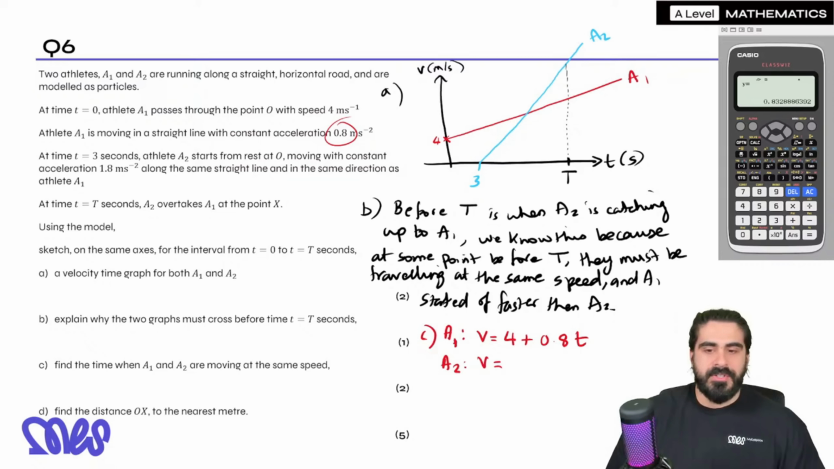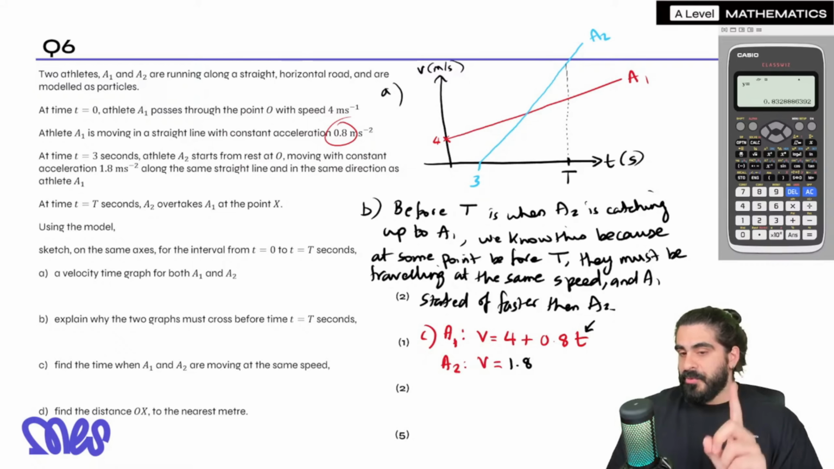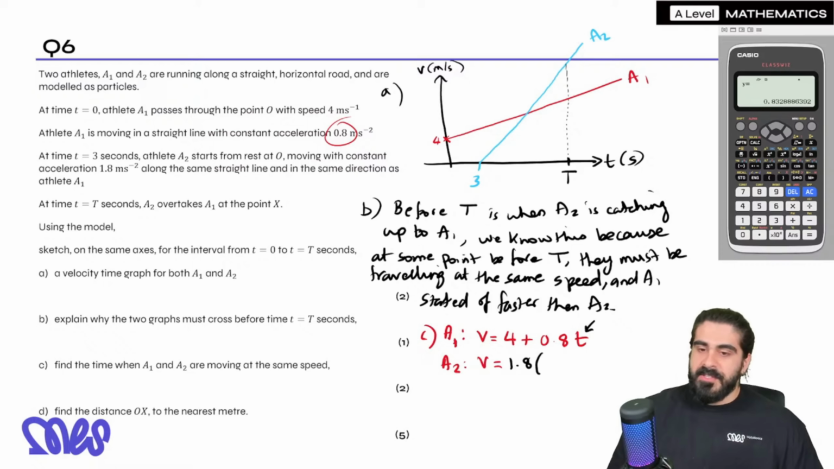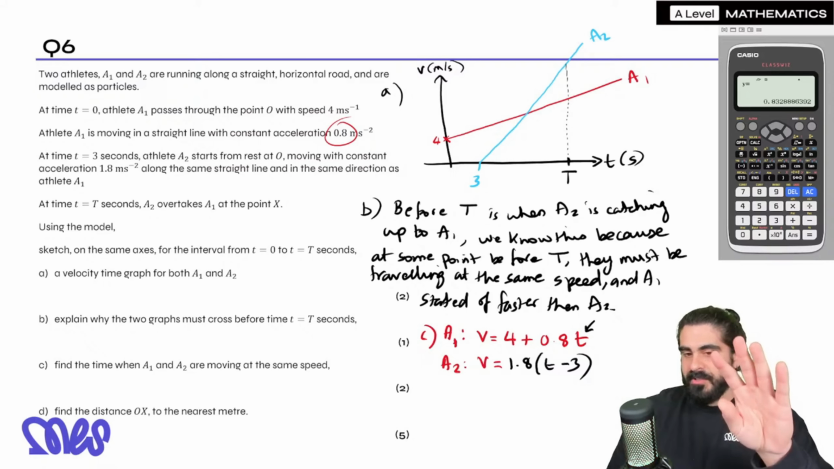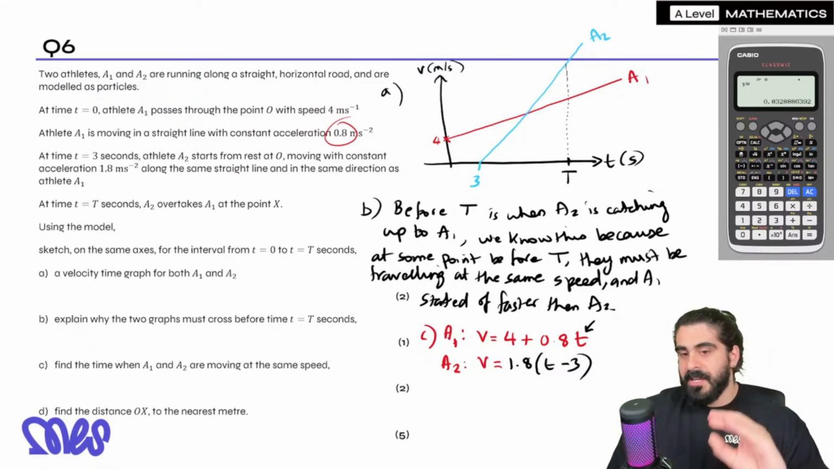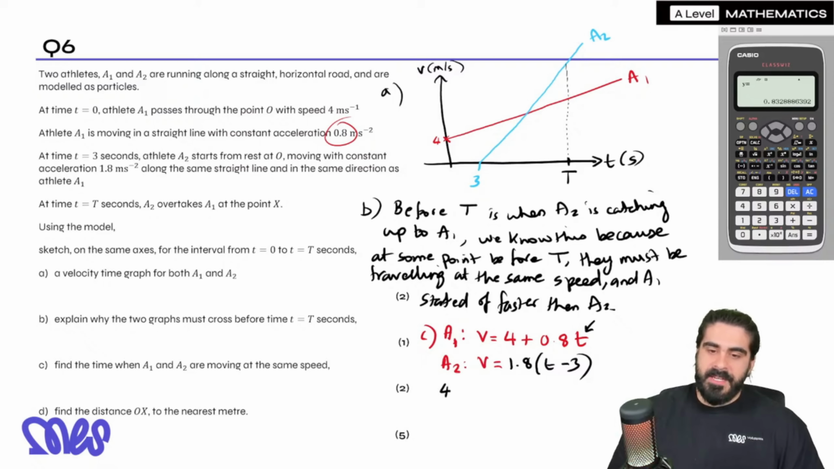So the way it looks is that for A2, yes, u is 0 and the acceleration is 1.8. But you need to write down the time relative to A1's time. If A1 has been running for 3 seconds, A2 has been running for 0 seconds, which means it's whatever A1's time is minus 3. If A1 has been running for 6 seconds, A2 has been running for 3 seconds. If A1 has been running for 10 seconds, A2 has been running for 7 seconds, because they started 3 seconds later. And now we can equate them.